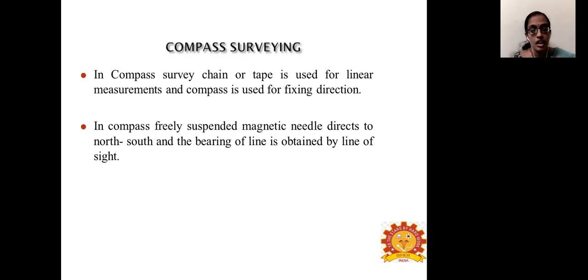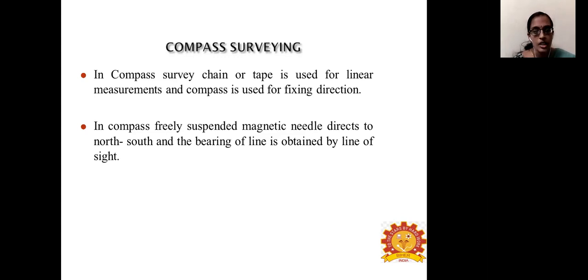In compass surveying, the chain or the tape is used for linear measurement only, and the compass is used for fixing direction, which means the direction in which we are surveying. In this, a freely suspended magnetic needle directs to the north and south direction, and the bearing of the line is obtained by the line of sight.